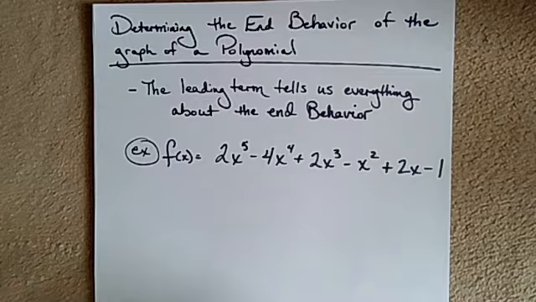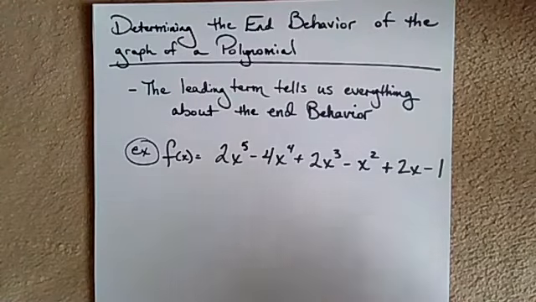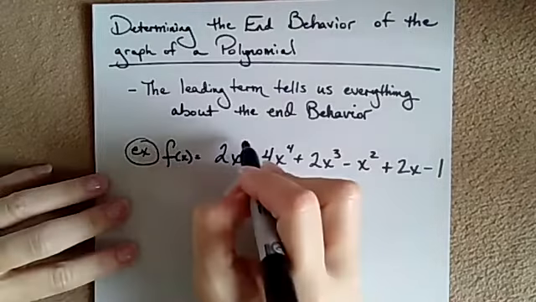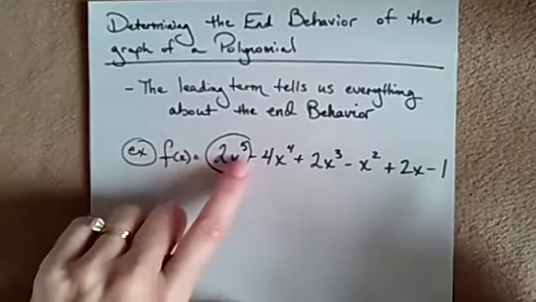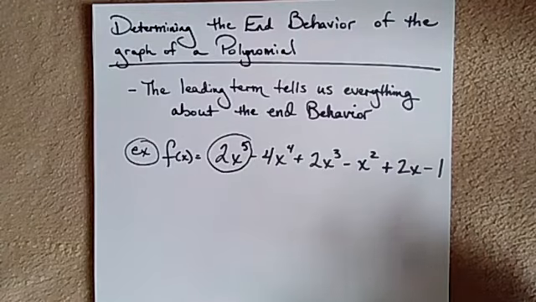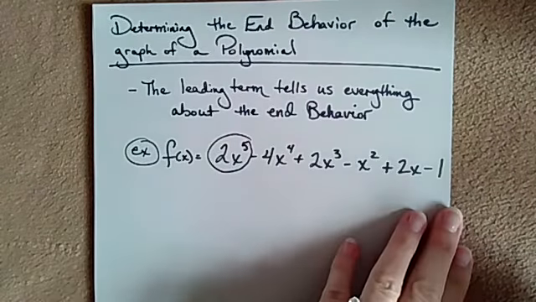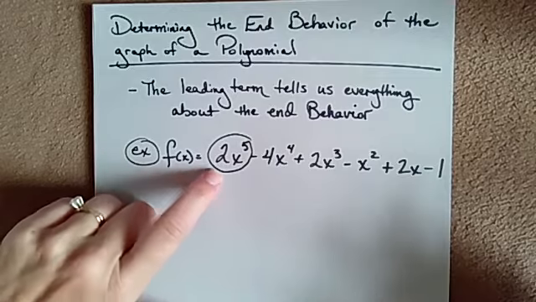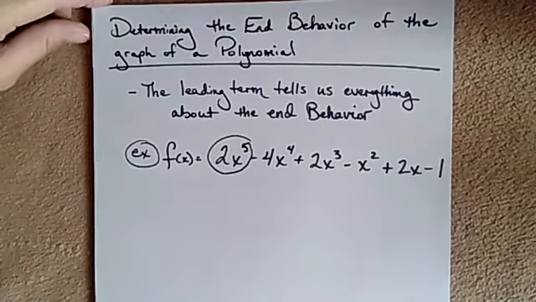What we're going to start with, and I wrote this, the leading term tells us everything about the end behavior. So what's the leading term? The leading term is the term with the largest degree. That's the leading term, okay? And even though this is a long polynomial, the first term tells us everything we need to know about the end behavior. Okay, so there's two things to look at.